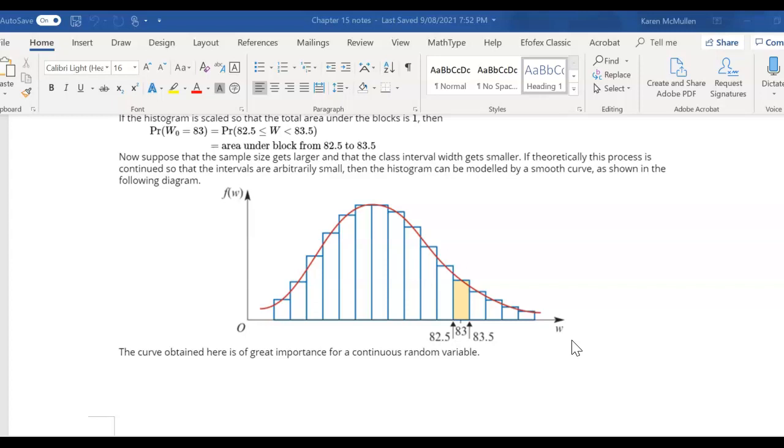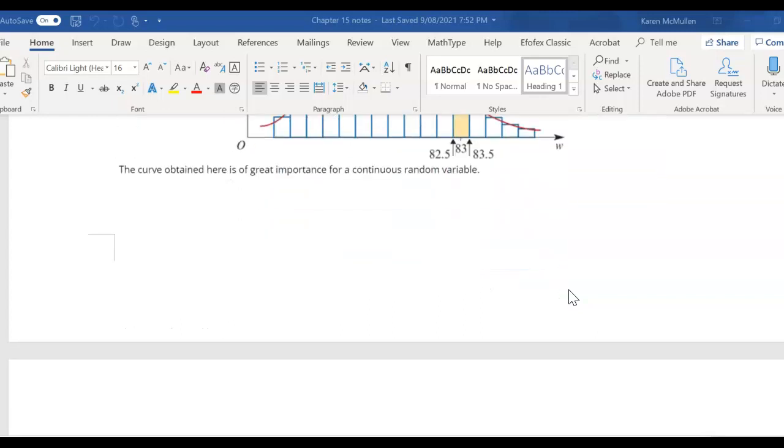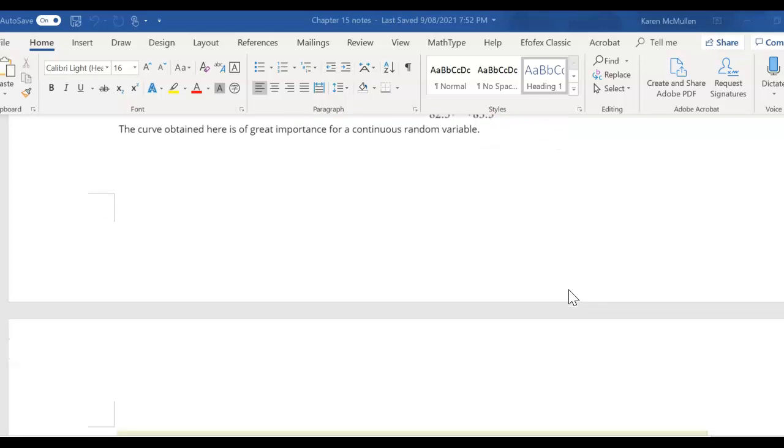So now suppose the sample size gets larger and the class interval width gets smaller. If theoretically this process is continued so that the intervals are arbitrarily small, then the histogram can be modelled by a smooth curve. Basically this means as these class intervals get smaller, your rectangles are going to represent quite a smooth curve, the red line on the graph. The curve obtained here is of great importance for a continuous random variable. This is what you need to know.